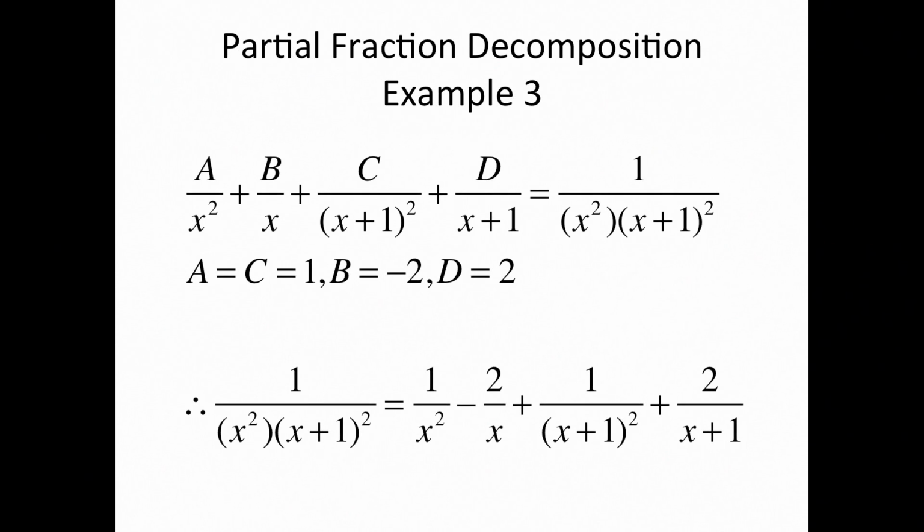So again, we have our original equation shown in the top line, and a equals c, which equals 1, b equals minus 2, and d equals 2. So therefore, our repeating case equals the last line there. And that's as simple as it is.